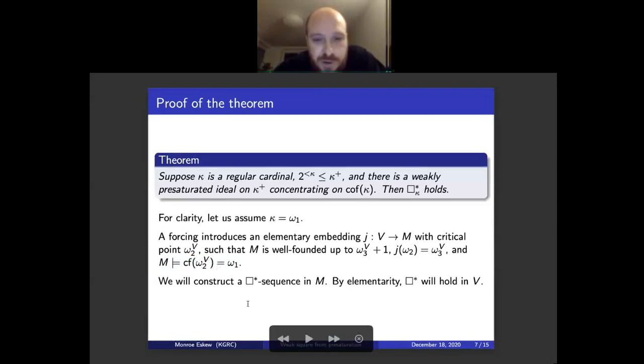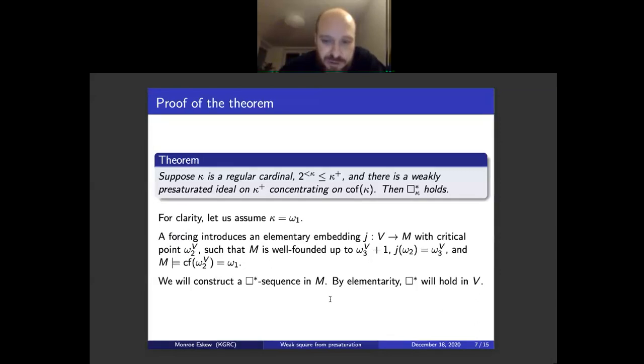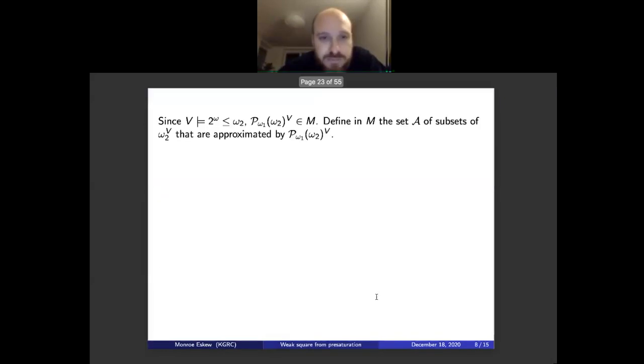Okay, so what we're going to do is build more explicitly a weak square sequence in M. So recall, I should have written the index for clarity. The index is omega 1. Omega 1 is below the critical point, so the embedding will reflect this to V. So weak square sub omega 1 will already hold in V.